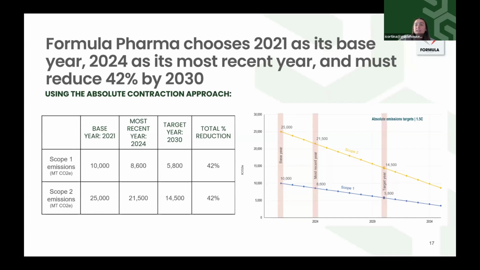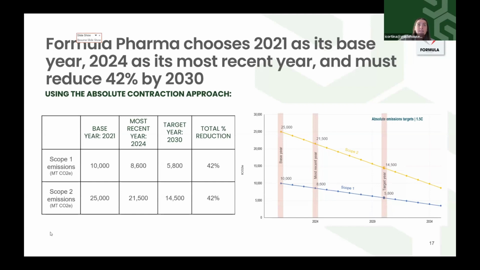You can see on the right-hand side that those reductions are at 42% across scope 1 versus scope 2. It looks a little bit steeper for scope 1 versus scope 2 because they have a greater portion of scope 2 emissions than scope 1 emissions. And you can also see that their most recent year really keeps them on track for the emission reductions required.